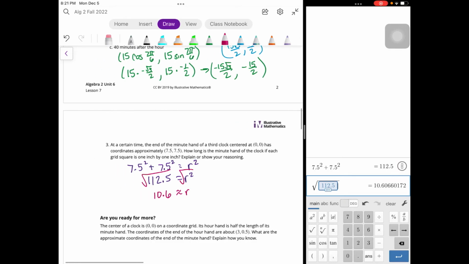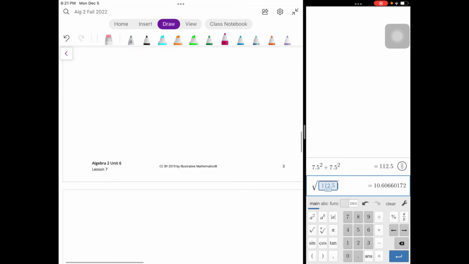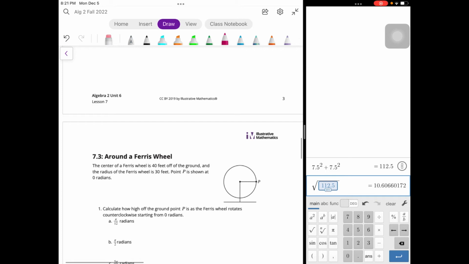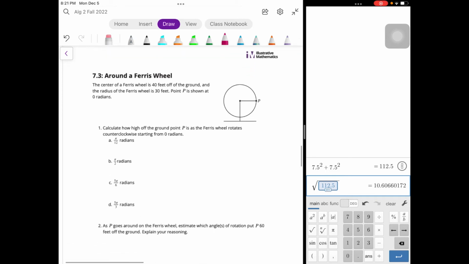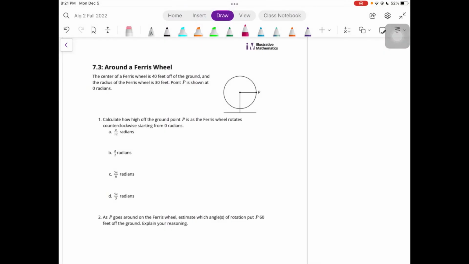Okay, so we're not going to do the "Are you ready for more?" All right, around a Ferris wheel. The center of a Ferris wheel is 40 feet off the ground. I'm going to get rid of this calculator. And the radius of the Ferris wheel is 30 feet.